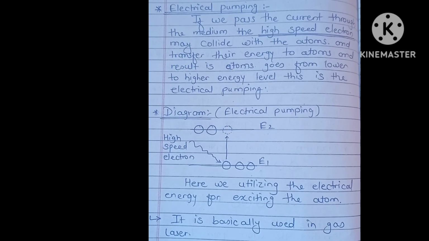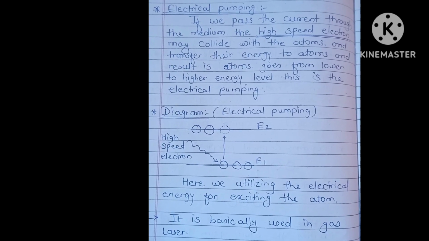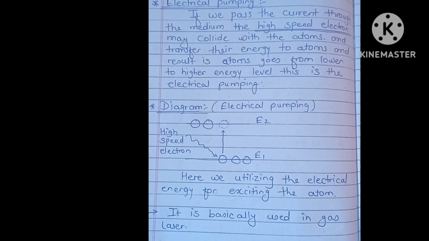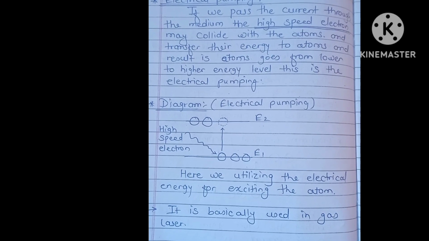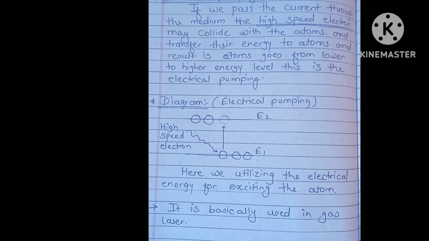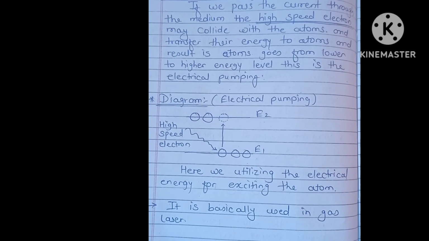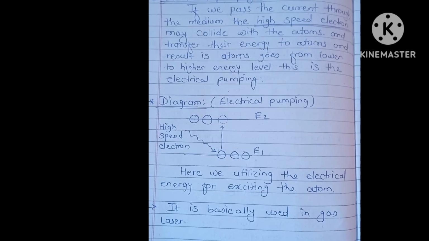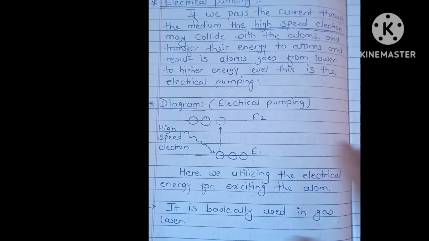The next one is electrical pumping. If we pass a current through the medium, the high speed electrons may collide with the atoms and transfer their energy to the atoms, and the result is that atoms go from the lower to the higher energy level. This is electrical pumping.